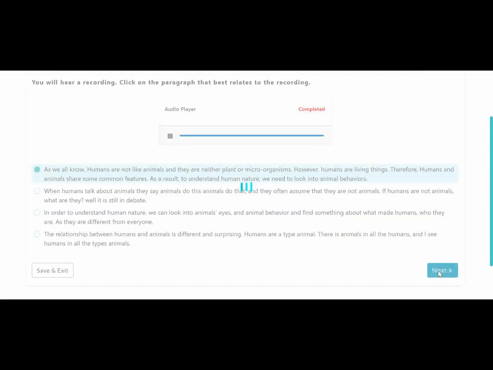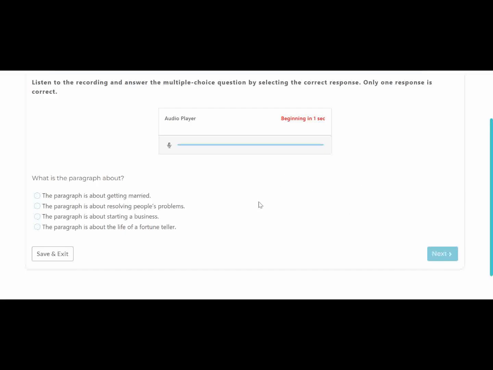So next is the MCQ single answer. Only one option is correct here.